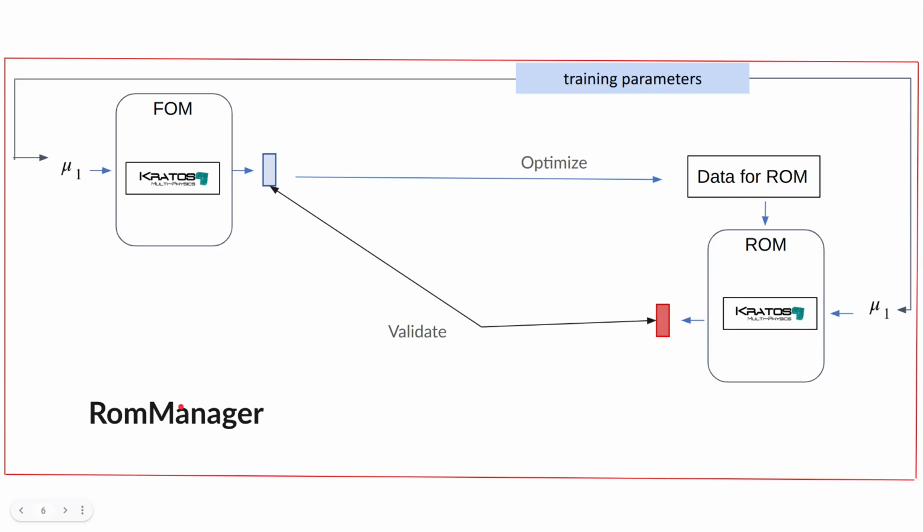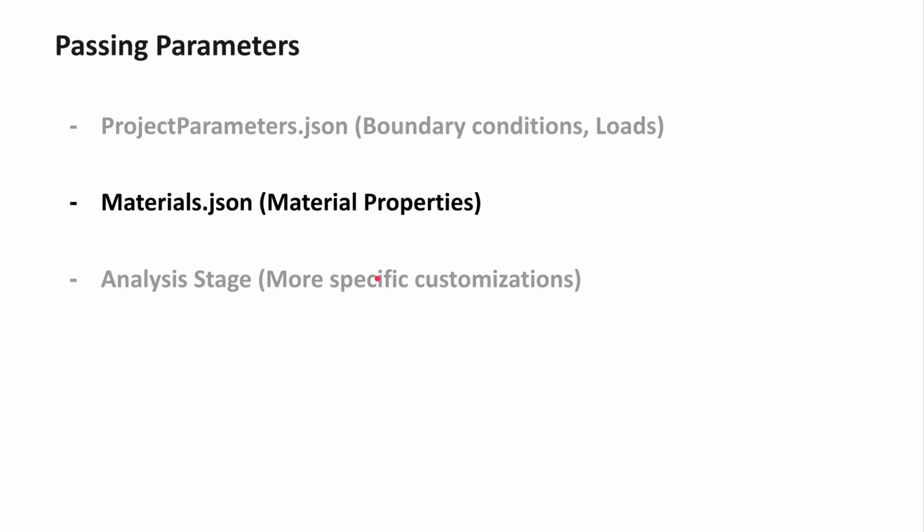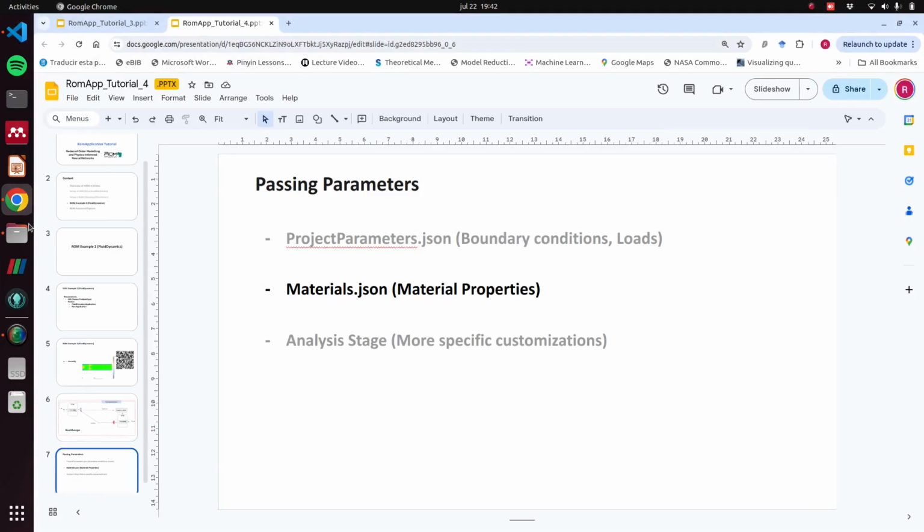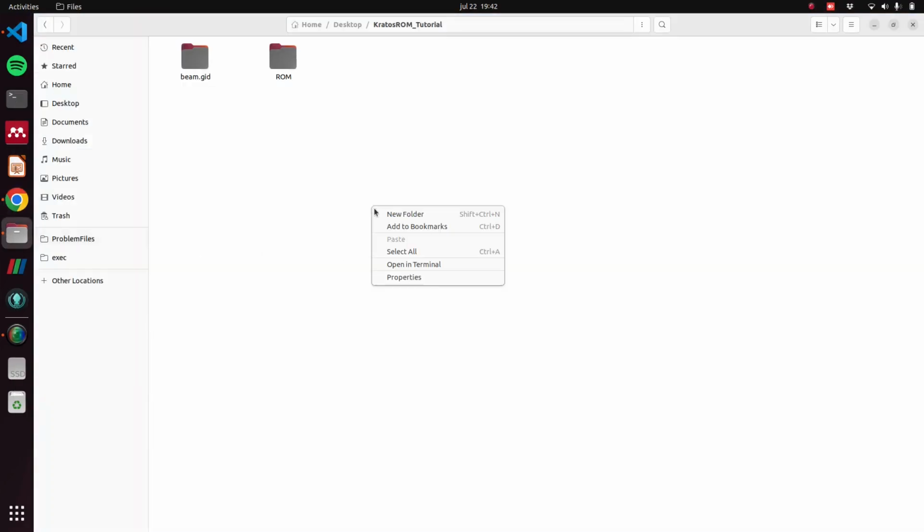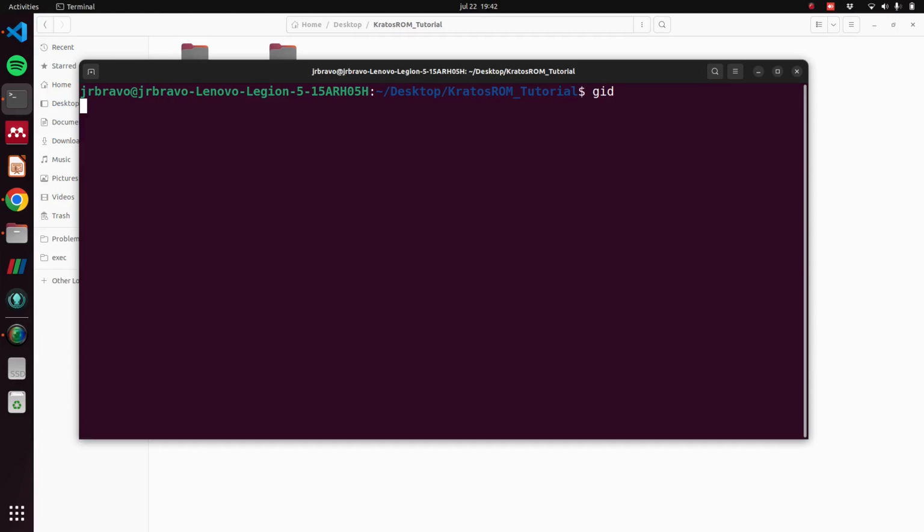So what we will do is we will solve first just the time dependent problem, that is solve one instance with the same viscosity, and we will get a matrix since this is a time dependent problem, and we will solve it using the ROM manager, and then we will vary the viscosity by changing the materials.json. That's it. Let us go to OpenGID.